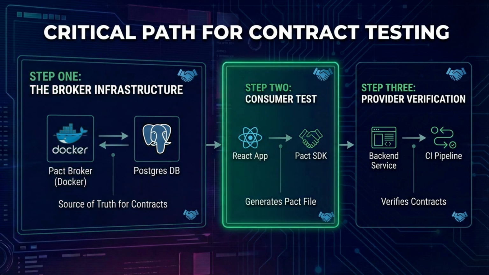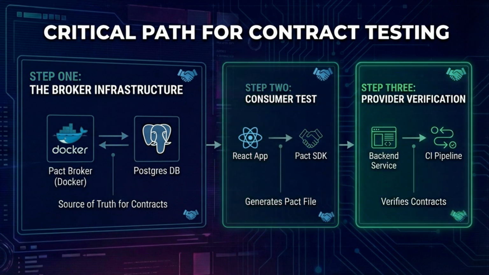Step 2. The consumer test. In your consumer codebase, let's say your React app, you install the Pact SDK. You write a unit test that defines the expected interaction. You say, when I request GET /users/1, I expect a 200 OK and a JSON body with an ID and name. When you run this test, it doesn't hit the network. It generates a Pact file, a JSON contract, and uploads it to your new broker.